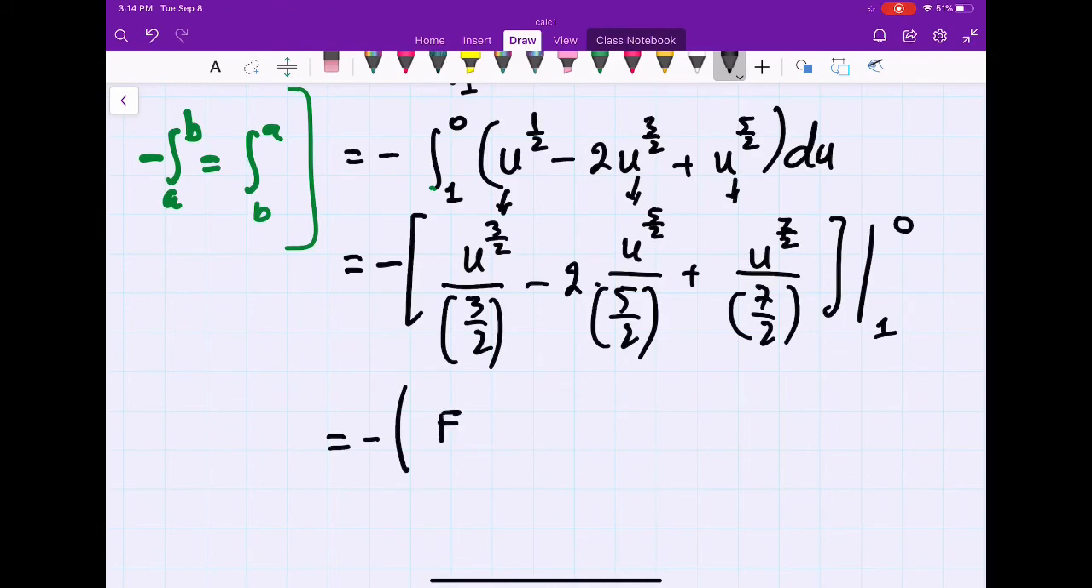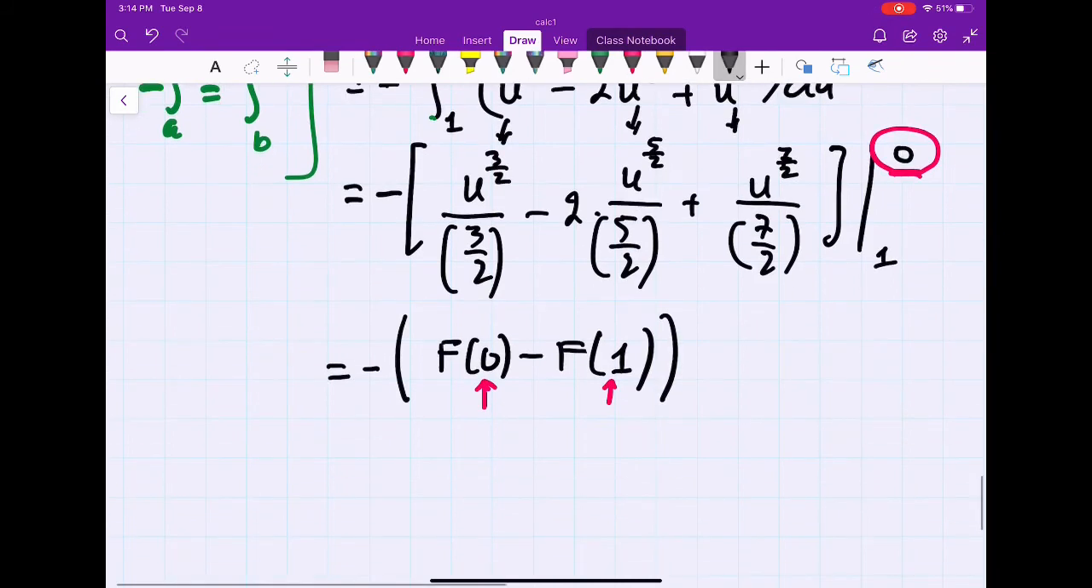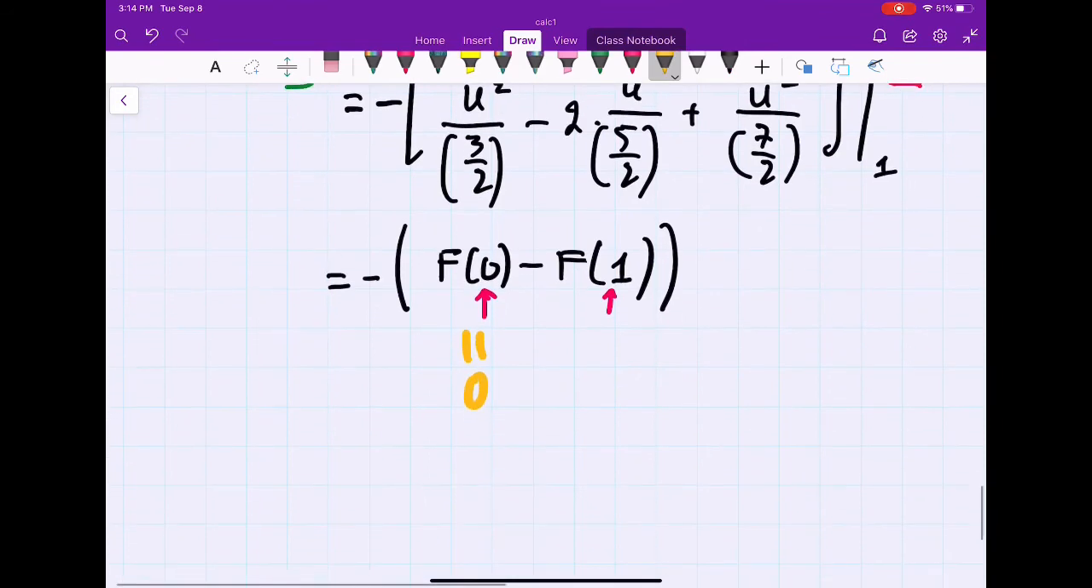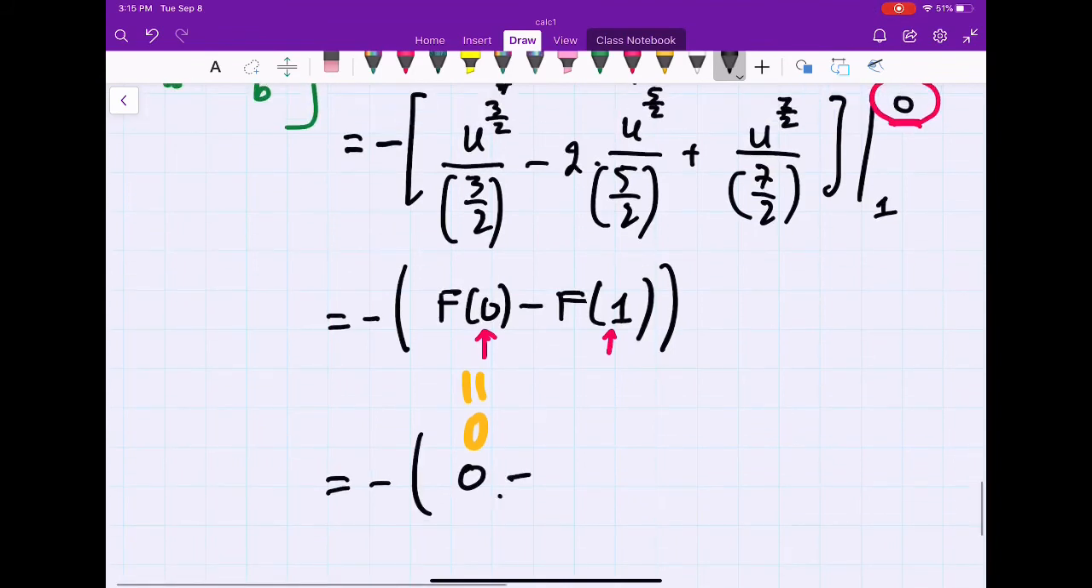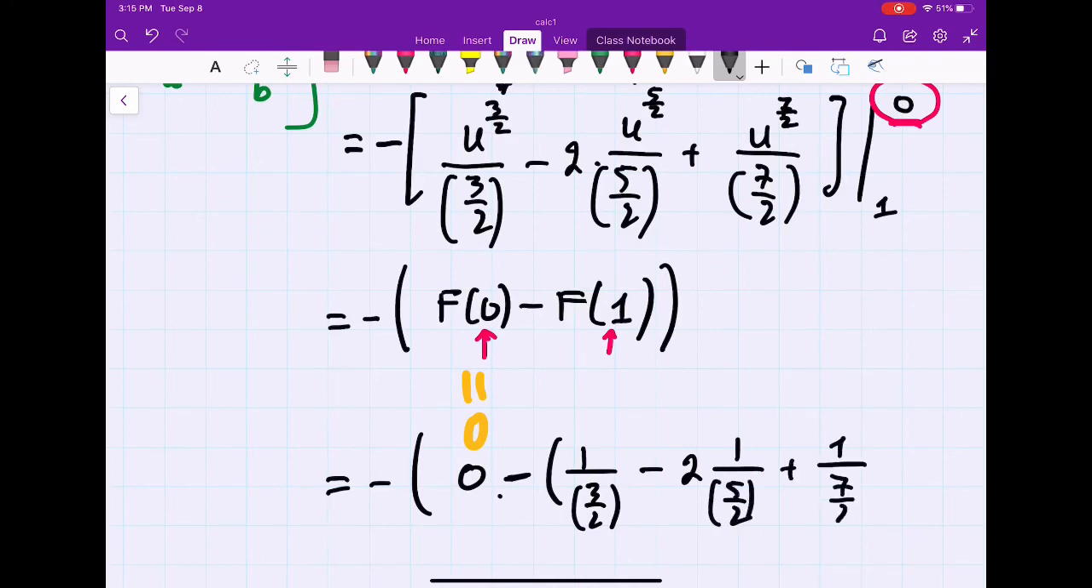I have the negative in here. I write the function value at 0 minus the function value at 1. We just keep this order. Since 0 is on the top, you find the function value at 0 and subtract the function value at 1. The value at 0 is just 0. So you get 0 in here, and then minus. Let me write step by step: 1 over 3/2 minus 2 times 1 over 5/2 plus 1 over 7/2.